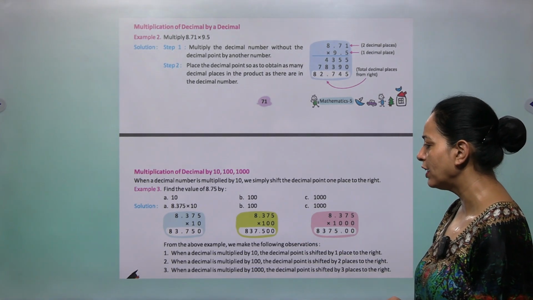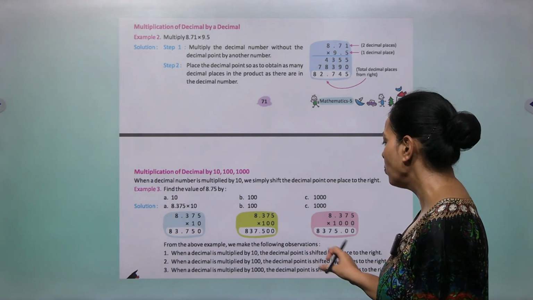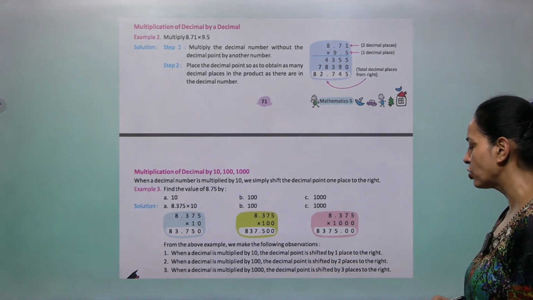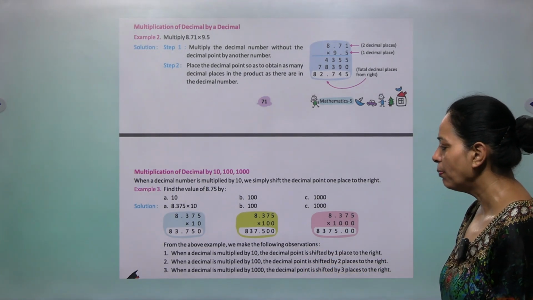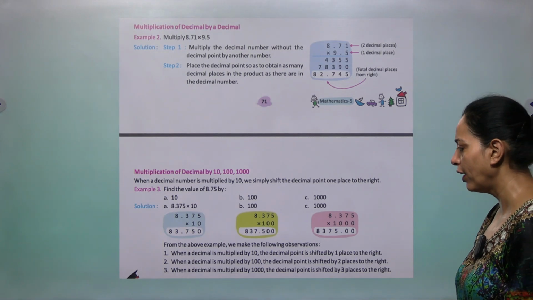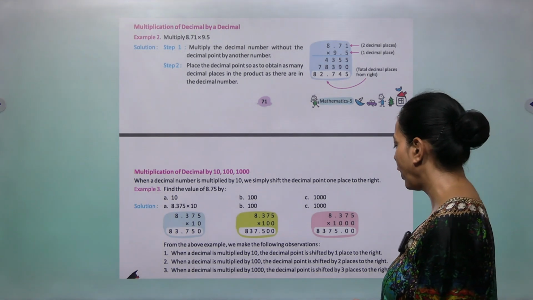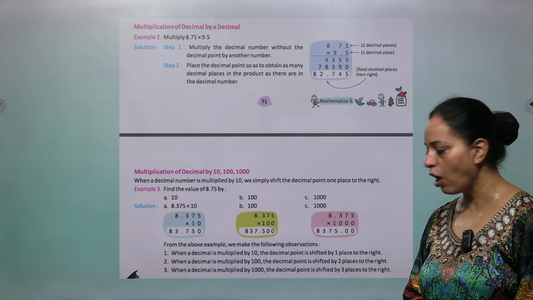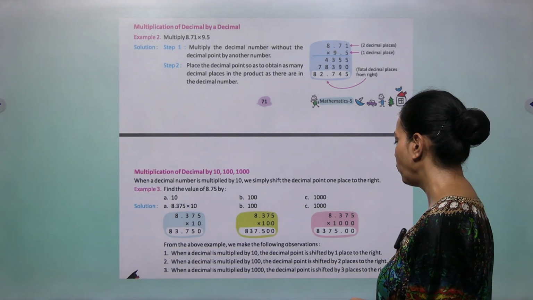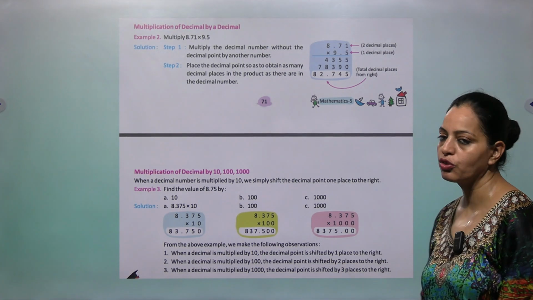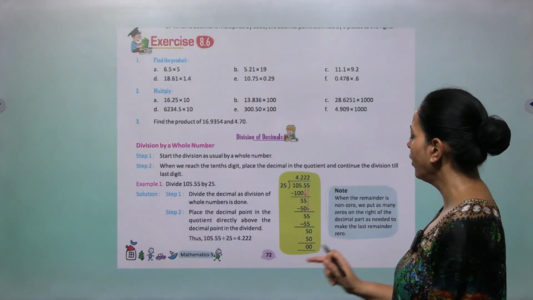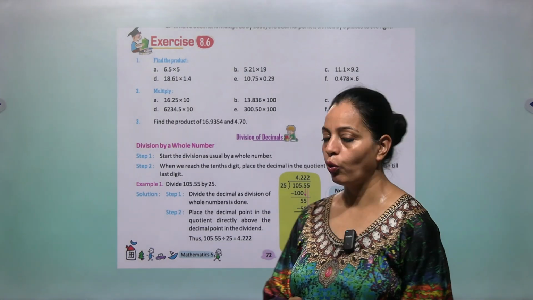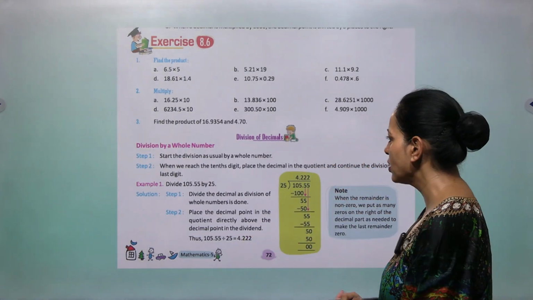So from the above example we make the following observations. When a decimal is multiplied by 10, the decimal point is shifted by one place to the right. When multiplied by 100, it is shifted by 2 places to the right. And when multiplied by 1000, it is shifted by 3 places to the right. Okay? Now exercise 8.6, you can try it.